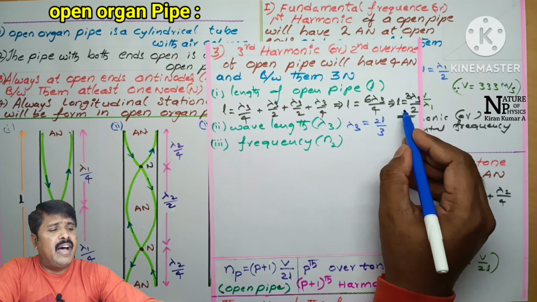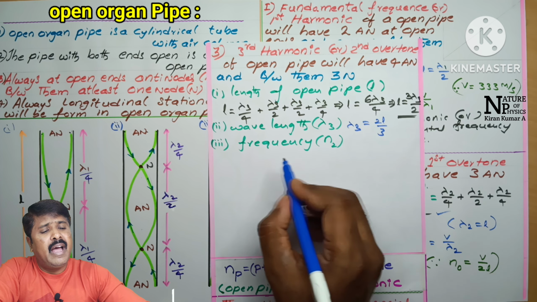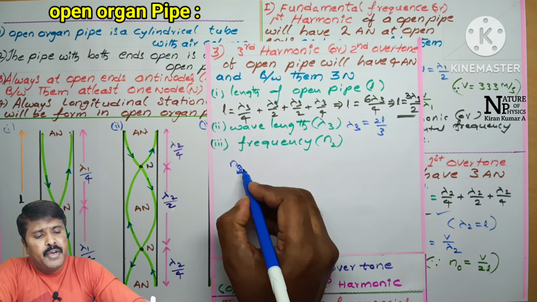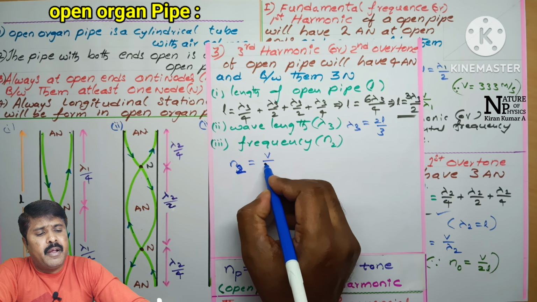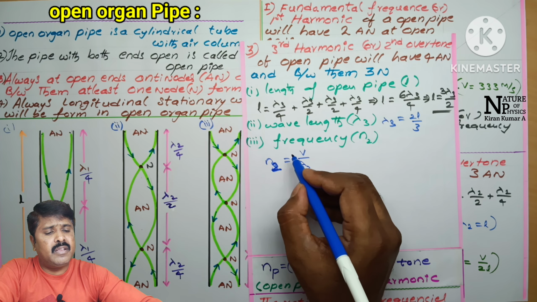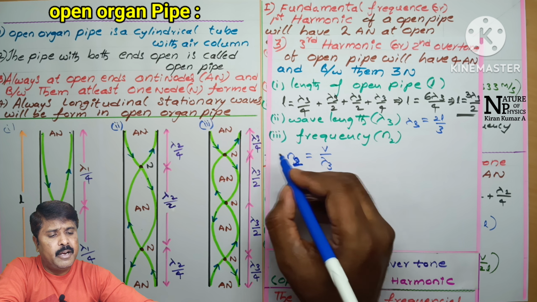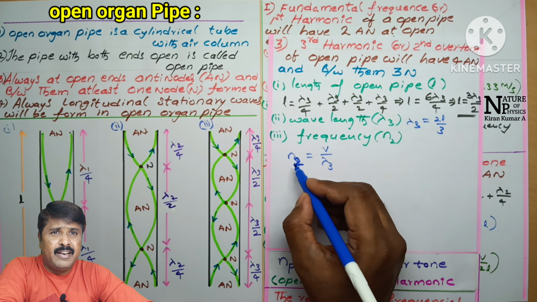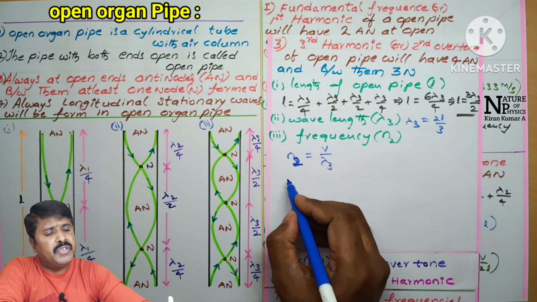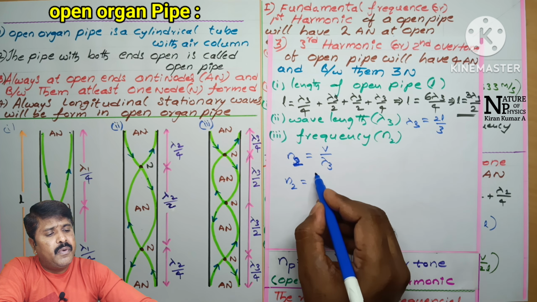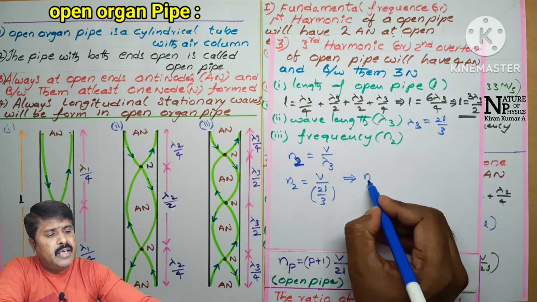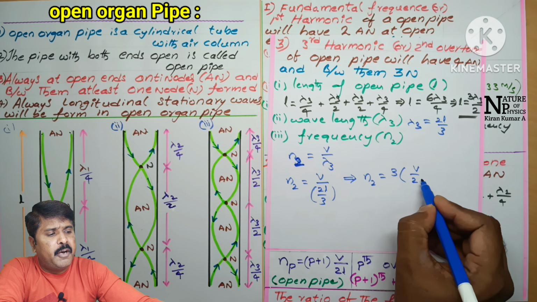So first I got the length, after that based on this I got the wavelength, and next I am going to find the frequency, that is N2, which is equal to V divided by lambda 3, student. Basic formula. Okay, lambda 3 is considered for the third diagram. N2 is the second overtone, student. V is the velocity of sound, and lambda 3 is replaced from the above equation, so that N2 is equal to V divided by 2L by 3. Okay, rearranging that equation, N2 is equal to 3 into V divided by 2L.